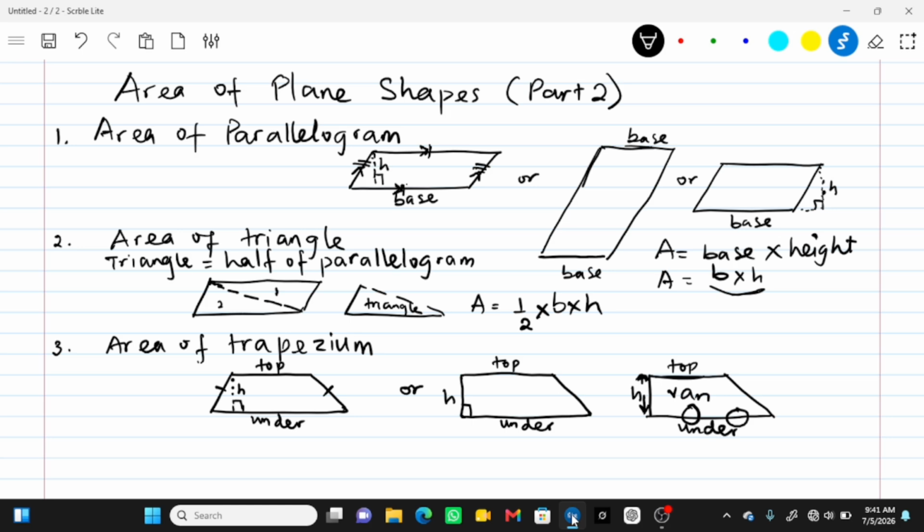So when we are calculating the area, it will be what? Half of the top plus the under, then multiply by the what? Height. So we add the top with the under, we get an answer, then we multiply by the height. So let's look at some examples.